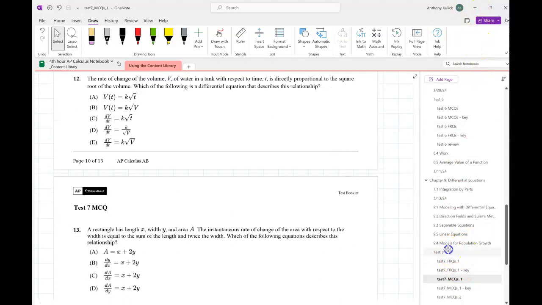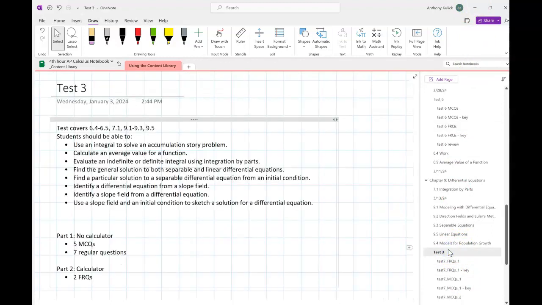Okay. Just FYI, I have the test format in. Oh, that's not bad. 5 MCQs, 7 regular questions. That's a lot. Only 2 FRQs, but that's scary though. That's so scary. 2 FRQs. Is there so much no calc?